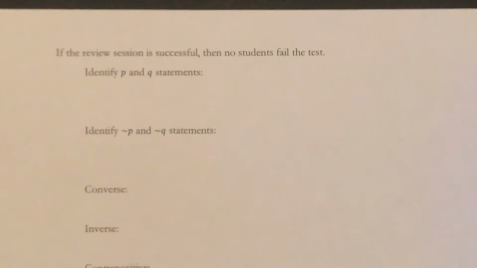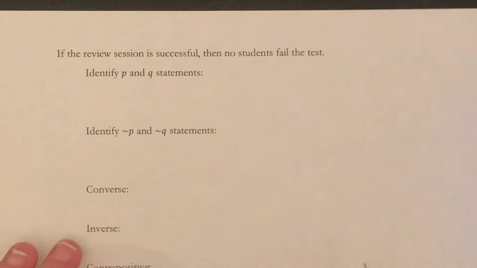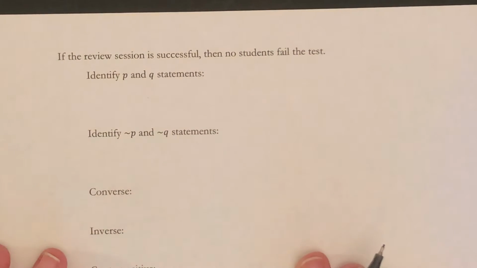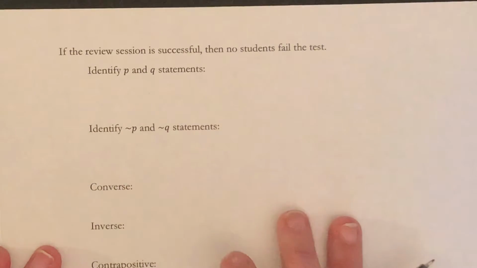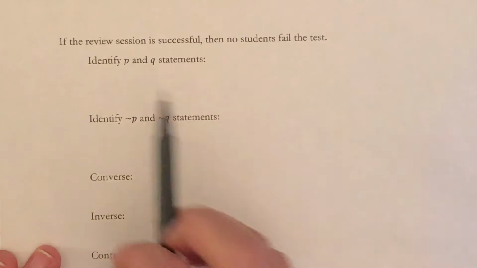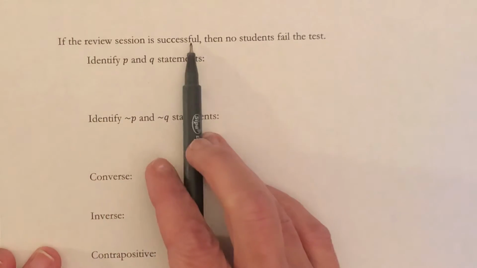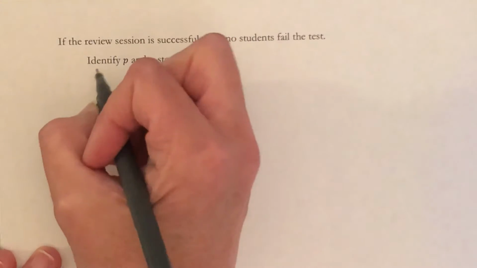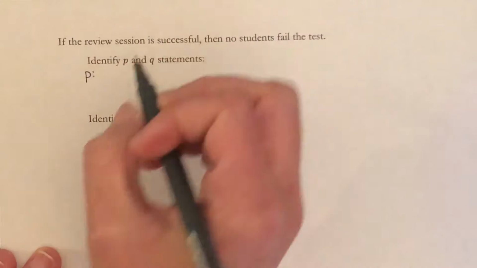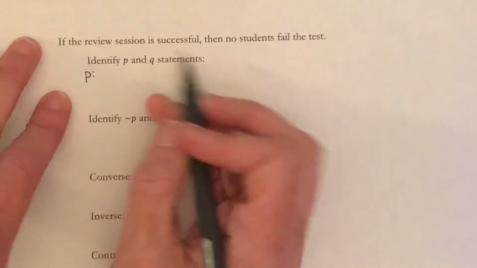This is part 5 of section 3.5. We're still trying to write the converse, inverse, and contrapositive of a conditional statement. So if the review session is successful, then no students fail the test. We need to identify P and Q. So let's say P is the review is successful.